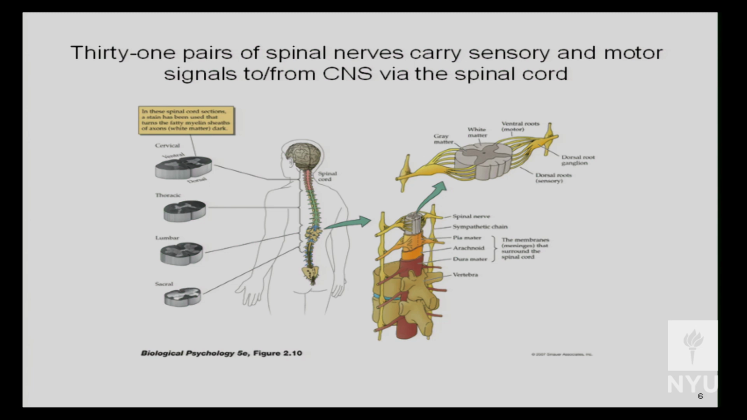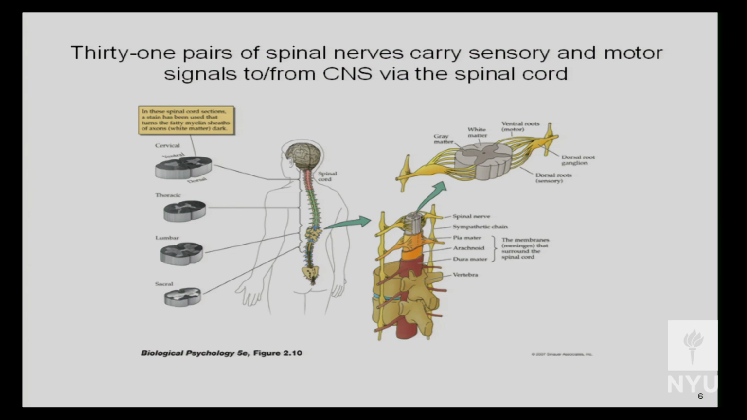Here is a blow-up of the spinal cord, and here's an even bigger blow-up of a subsection through the spinal cord. The major components you need to understand about the spinal cord is that it's subdivided into two major divisions. What we call a dorsal division back here, closest to our back, and a ventral division right here, which is closest to the stomach, or the ventrum.